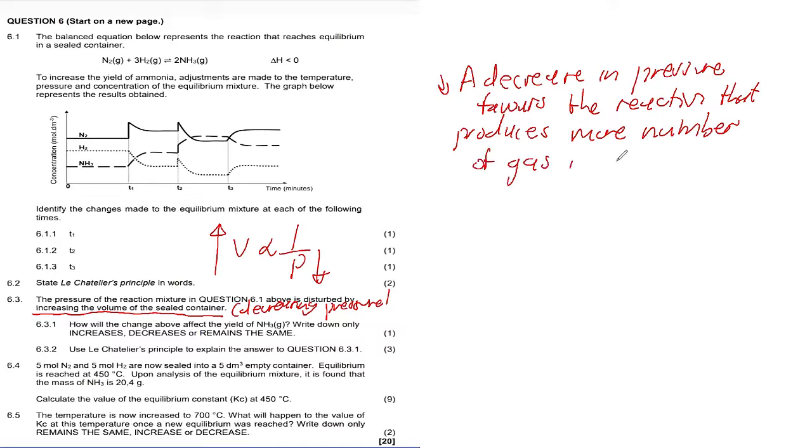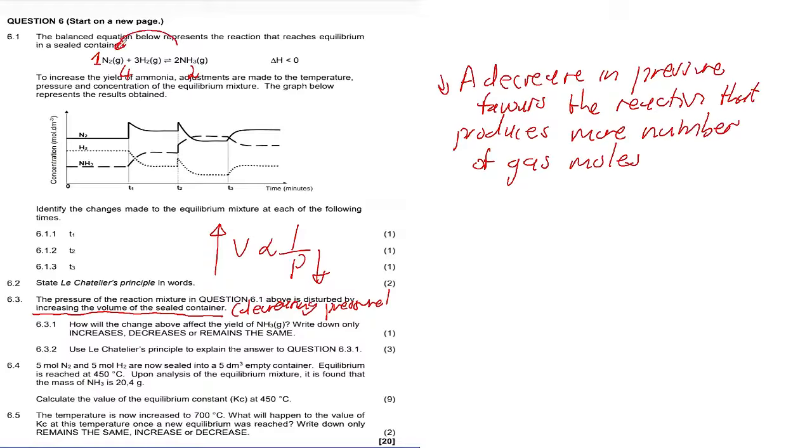So considering that fact, if we go back here, this is 1 and this is 3. So the sum of gas coefficients here is 4. And then the sum of gas coefficients here is 2. So this obviously tells us that the reverse reaction is the one that will be favored.